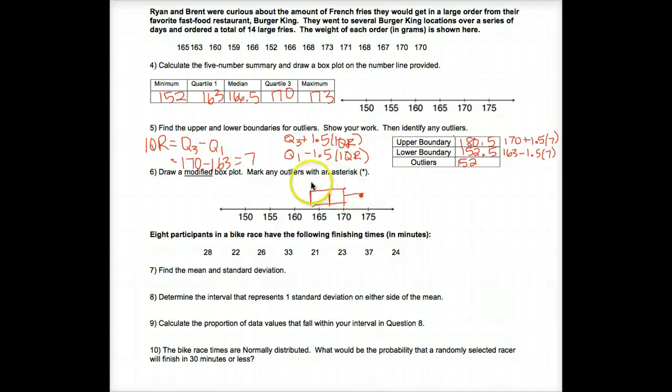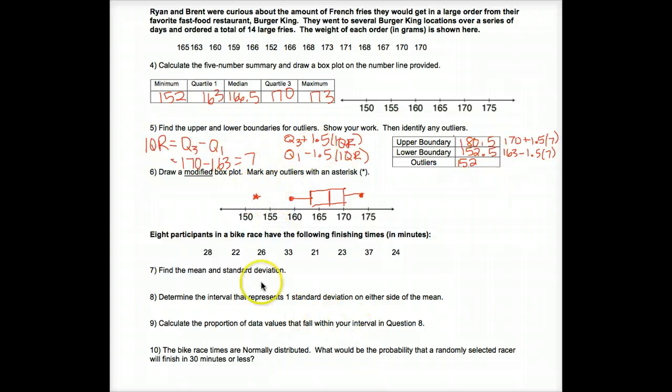Now it says mark any outliers with an asterisk, so my outlier is 152. It's down here. It gets an asterisk. Do not connect the whisker. On a modified box plot, you choose the lowest value that is not an outlier. So when I look here, 159. Yep, 159 is the lowest value that's not an outlier. So it makes my whiskers, and that's my modified box plot.